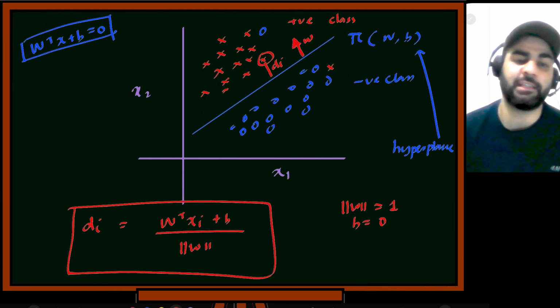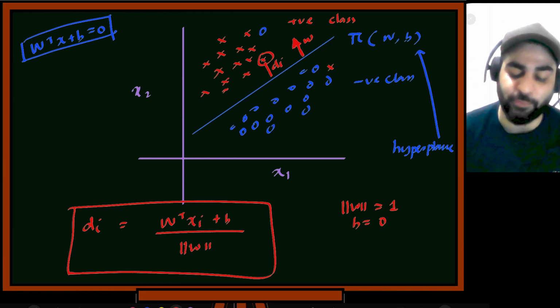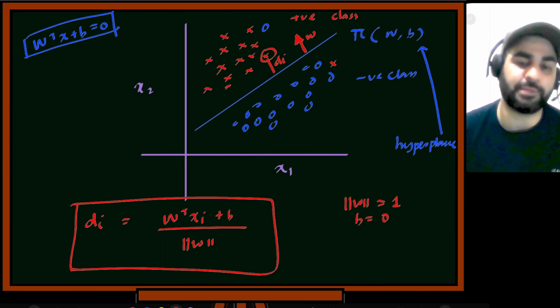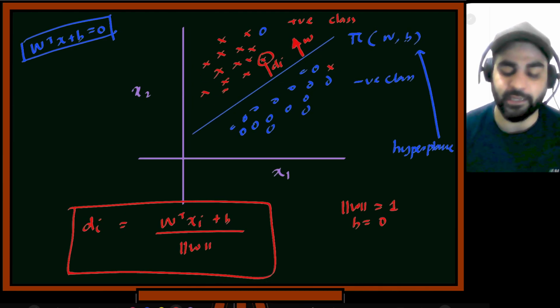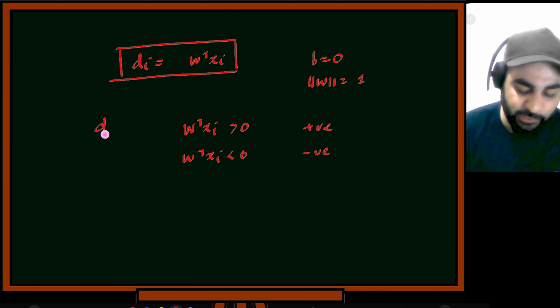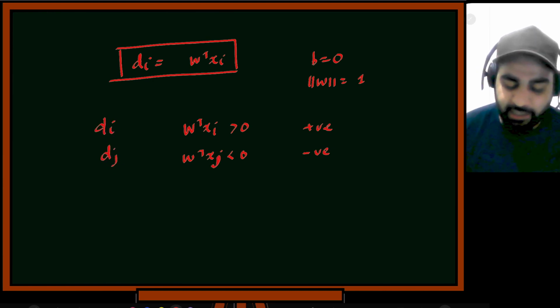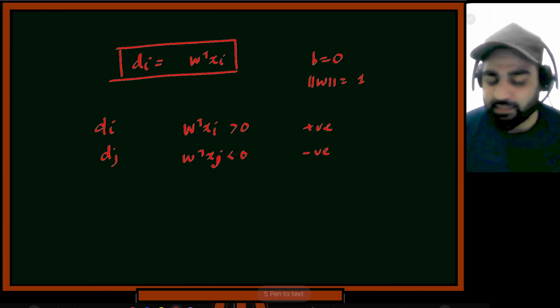Okay, that means these points are on the other half side. This is called the positive half space, and this is called the negative half space. So you can clearly see that this is our distance. If we have point i, its distance is Di, and let's take some point j, Dj. If W transpose Xj is less than 0, then it's a negative class.